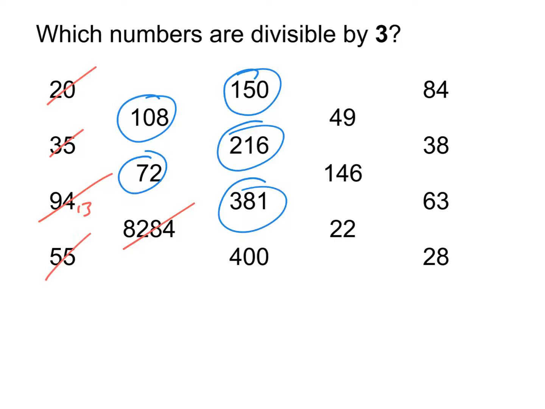400. No. 49. 4 plus 9 is 13. 13 is not divisible by 3. 146. No. 22. No. 84. Yes. 8 plus 4 is 12. Yep. 12 is divisible by 3, so yes. 38. No. 63. Yes. And 28. Nope. Because that one adds to 10.